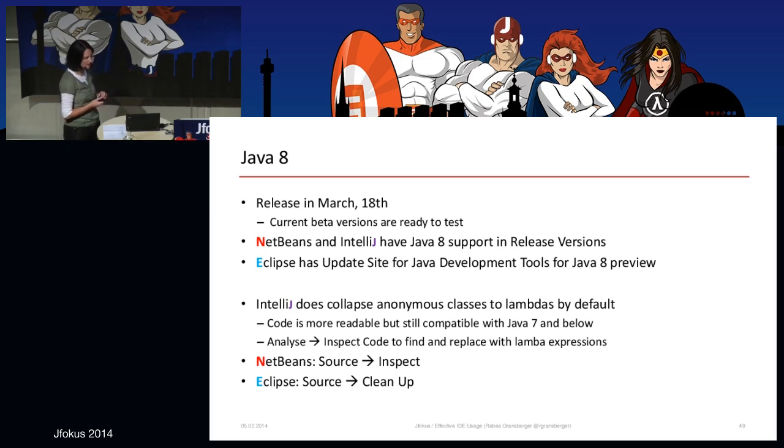And what IntelliJ does, what's really nice, is it now collapses anonymous classes by default to Lambda style. So the code gets more readable, but you still have it Java 7 compatible. If you want to convert it to new Lambda style, you can also do it by the option Analyze, Inspect Code, and find and replace anonymous classes with Lambda expressions. And the same is available for NetBeans. So you have it in the menu with Source, Inspect, and Transform. And in Eclipse, you also have it as a hidden cleanup option. If you go to Source and Cleanup, then you can change the profile and just display this stuff too.